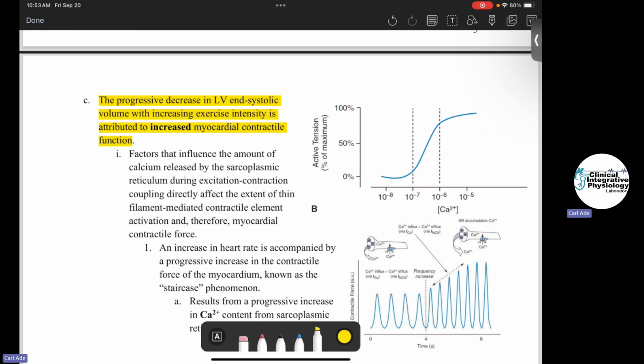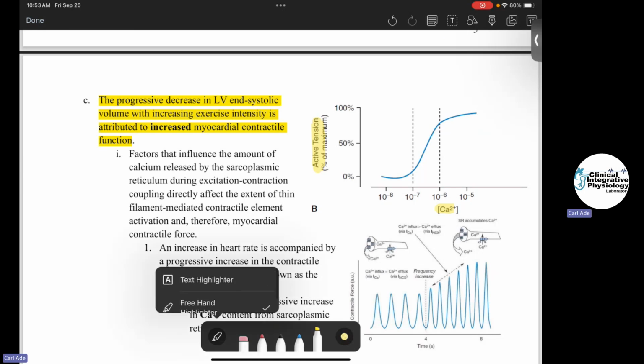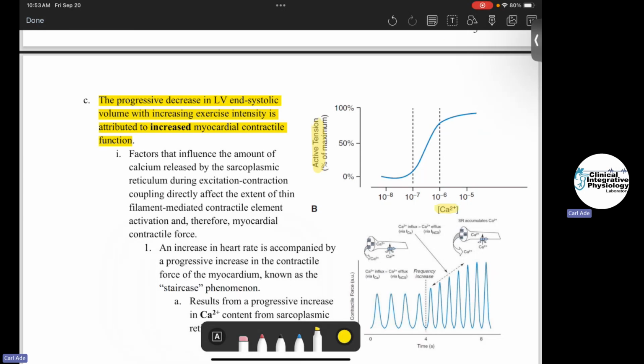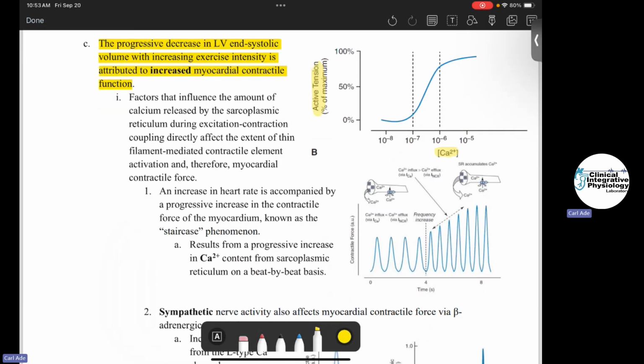Now remember that our active tension, how much tension we can develop, which is force, is related to the amount of calcium. So if we can get more calcium into the cell at the appropriate time, we get better contraction. That's a unique feature, remember, of cardiomyocytes. So what are the factors that would influence the amount of calcium being released by the sarcoplasmic reticulum during excitation-contraction coupling? Well, the first is heart rate.